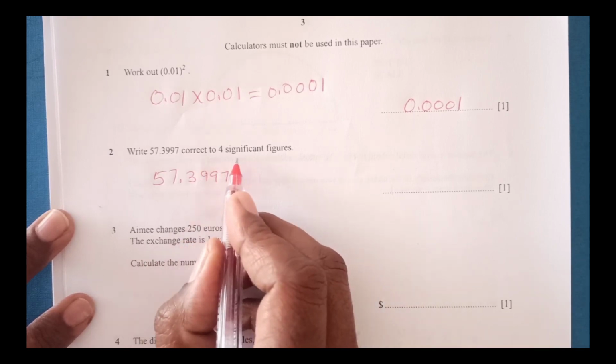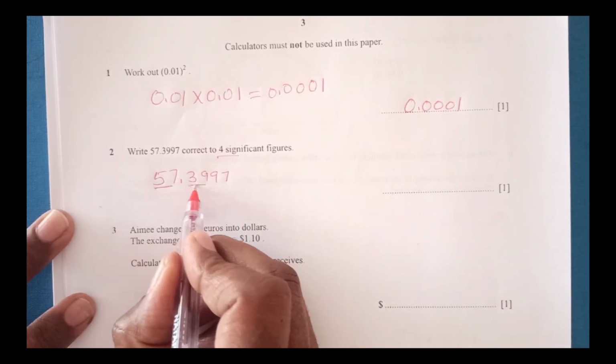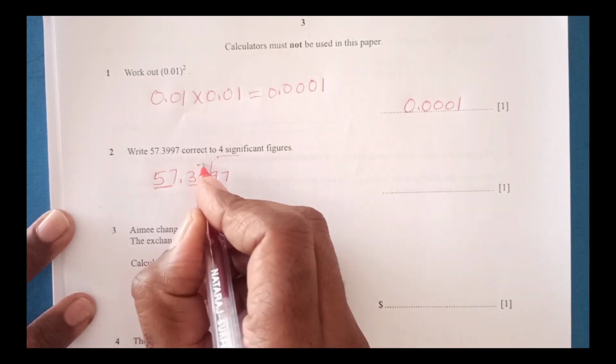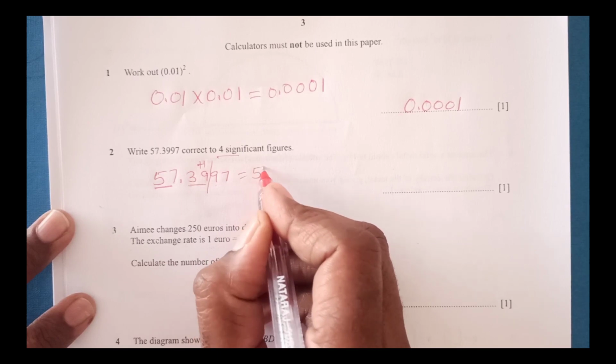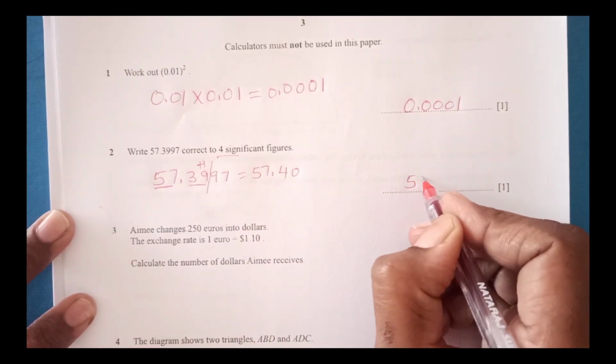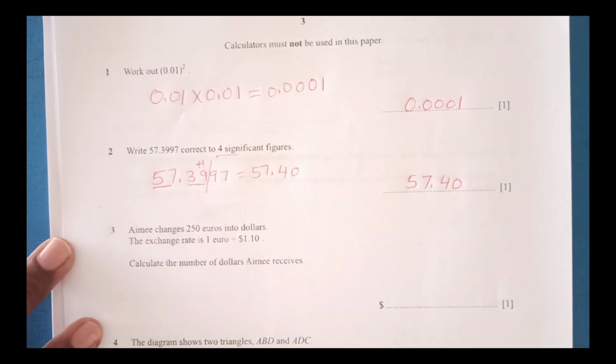Now this: 57.3997 correct to 4 significant figures. 4 significant figures, 2 here and 2 here. So we will look at the right hand digit. This is 9 and we are going to add this, so this becomes 5.40. Remember to write 0 there. So that's how it will be to 4 significant figures.